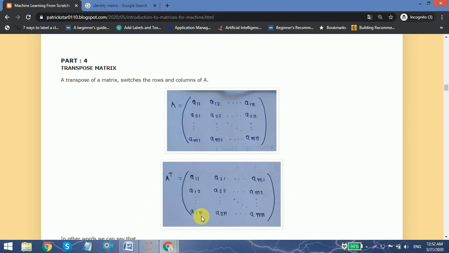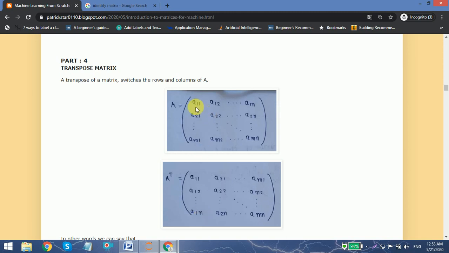Okay, so how do we find a transpose of a matrix? The transpose of a matrix is a pretty simple operation. To find the transpose of a matrix, we just switch the rows and columns of the matrix we want to find the transpose of. Okay, so let's understand by an example.